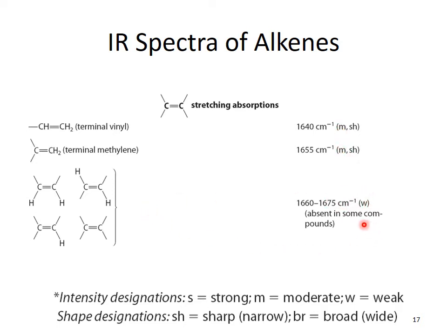These are asymmetrical double bonds, and these are more symmetrical. So these are weak, those are medium. You don't have to worry that the carbon-carbon bonds are going to overlap with the carbon-oxygen double bonds, because really there's a cutoff right there, right at 1680, 1675.